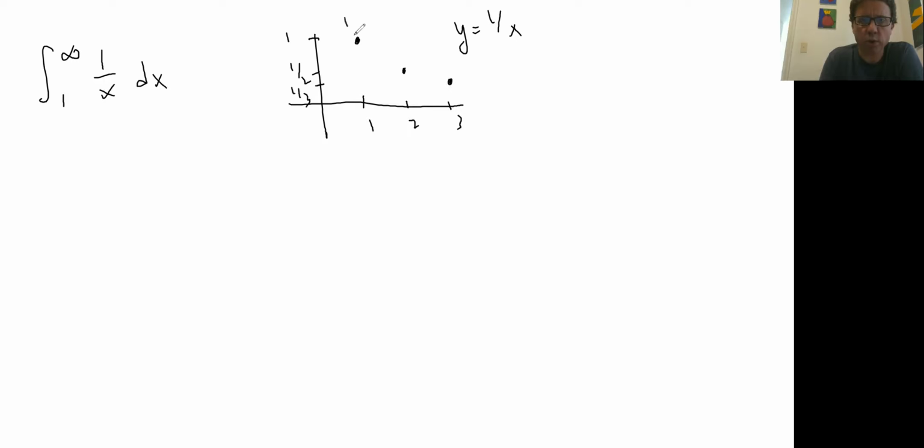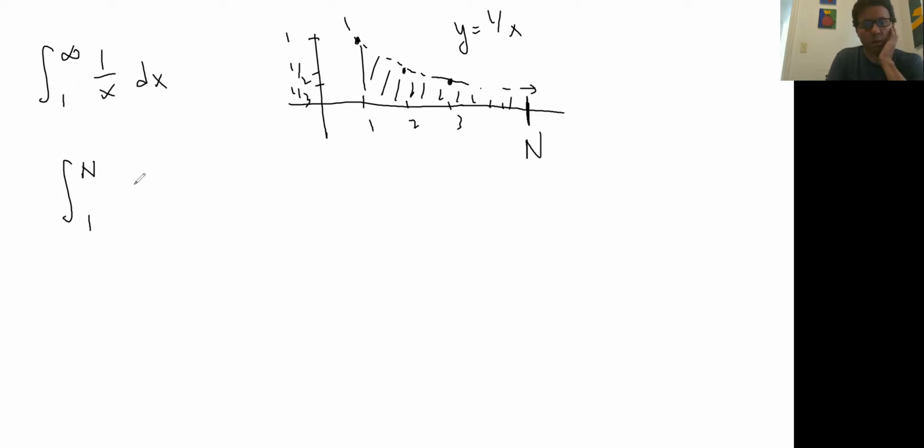And so this graph looks pretty similar. It's not quite the same. And so what we want to do is the integral from 1 to a stopping point. We call this n and try and figure out what's the area up to that point. So we just calculate this in a normal way. We find the antiderivative.